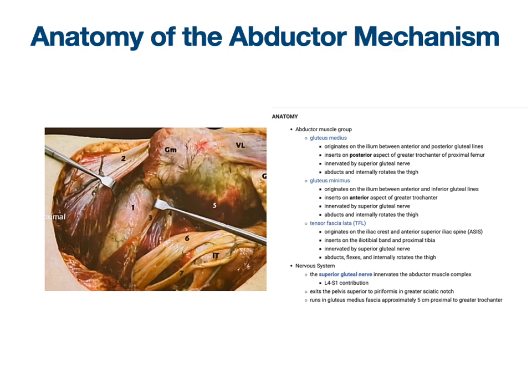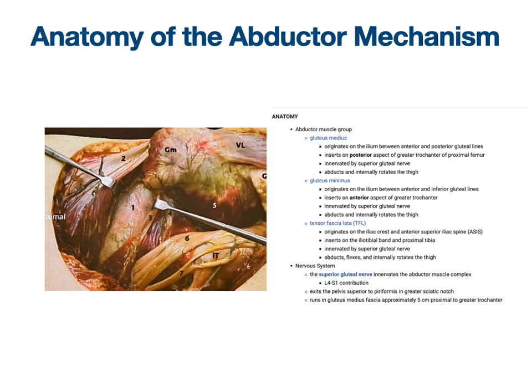Before we begin our talk about how to repair the abductor mechanism, it is important to understand the anatomy of the abductor mechanism. The abductor muscle group primarily consists of three muscles: gluteus medius, gluteus minimus, and also tensor fasciae lata. The whole complex is a mix of these three things. It is supplied by the superior gluteal nerve, primarily from the L4-S1 contribution.